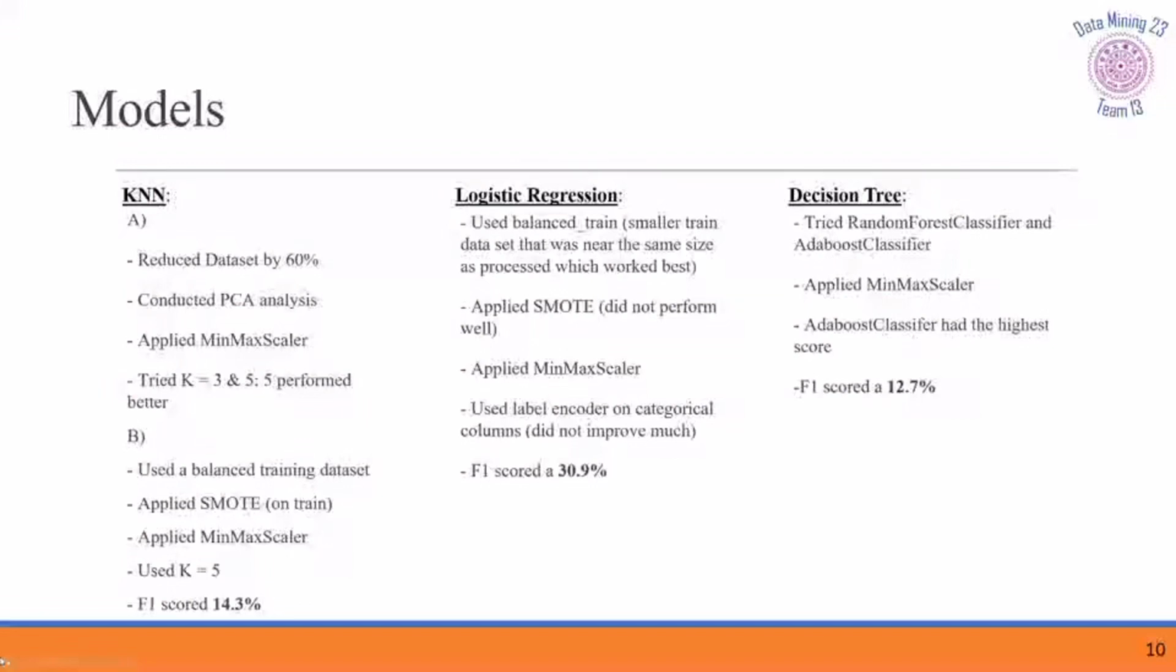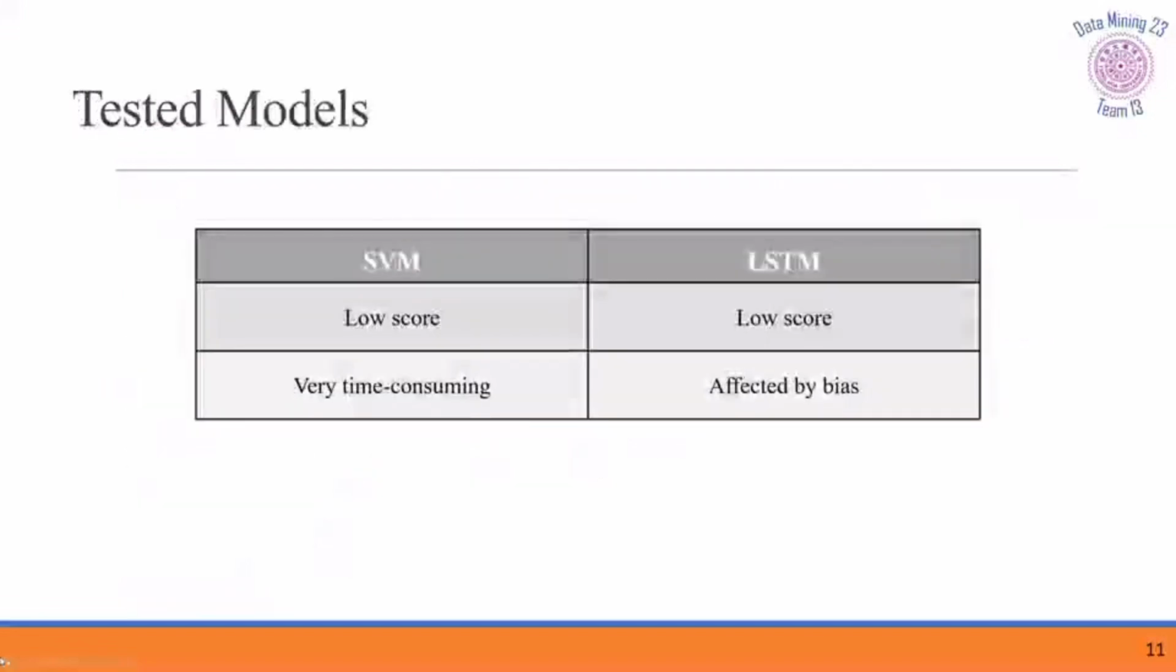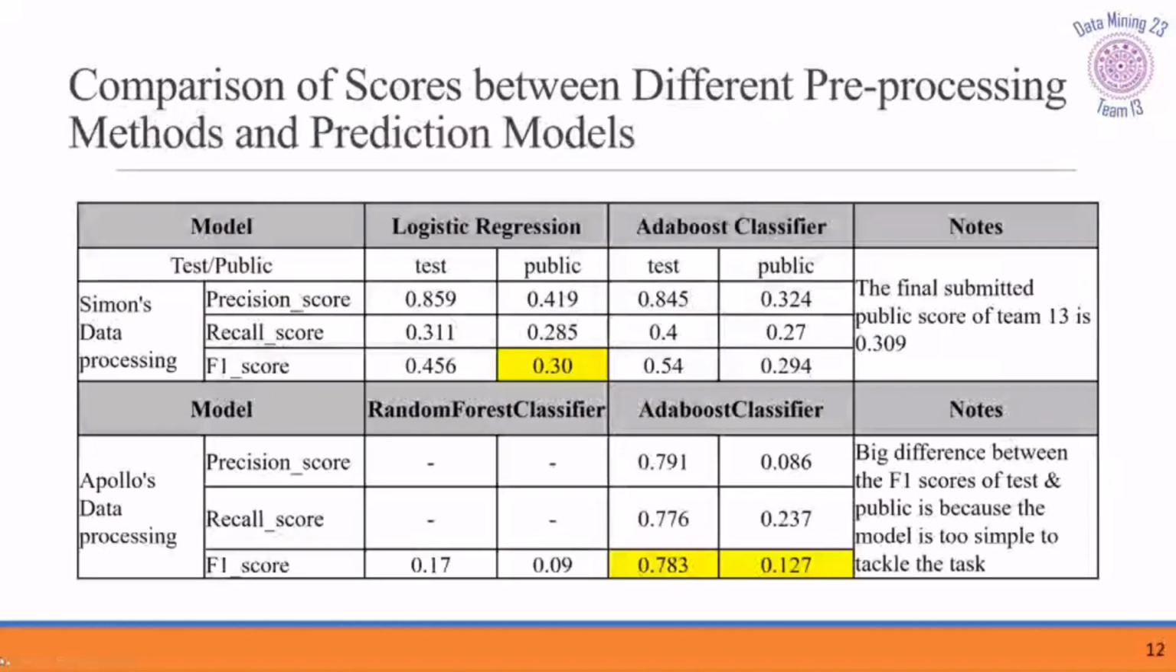And with decision tree, we tried 2 different classifiers, random forest classifier and AdaBoost classifier. We applied min-max scaler. AdaBoost classifier provided the highest score of 12.7%. And we tested 2 models very briefly on our current data processing, and we both got a low score for SVM and LSTM. And here's just a quick overview of our tests between random forest and logistic regression.